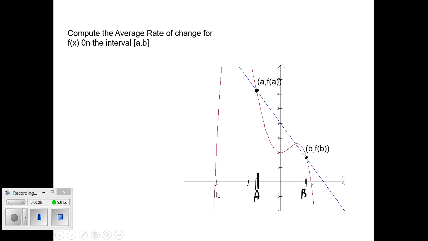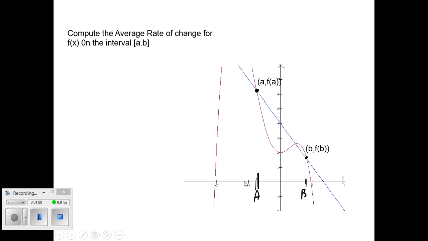So here we have some arbitrary function, f of x. It got chopped off here, but that doesn't really matter. When we're asked to compute the average rate of change on this function on the interval from a to b, that's the left point of the interval, a, on the x-axis, and b is the right point of the interval on the axis. Then if we ask what the corresponding point on the function is, well, it's a comma f of a.